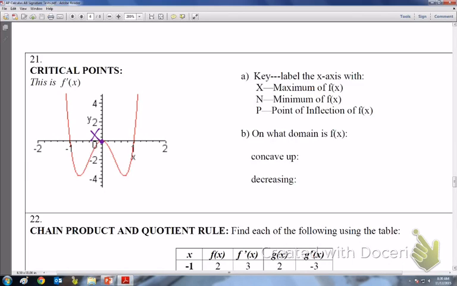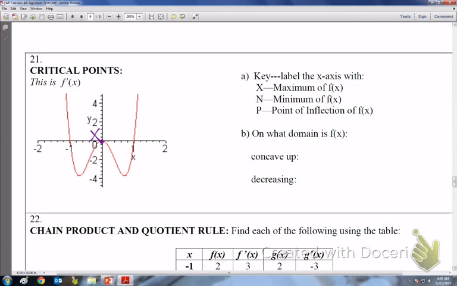Oh, wait. This is f prime of x. So you guys just found a maximum on f prime of x. Congratulations. Nobody cares about that. What do the directions say? The directions don't say find the maximums of f prime of x. The directions say find the maximums of what? F of x. How does the first derivative help us find the maximums on the original function?